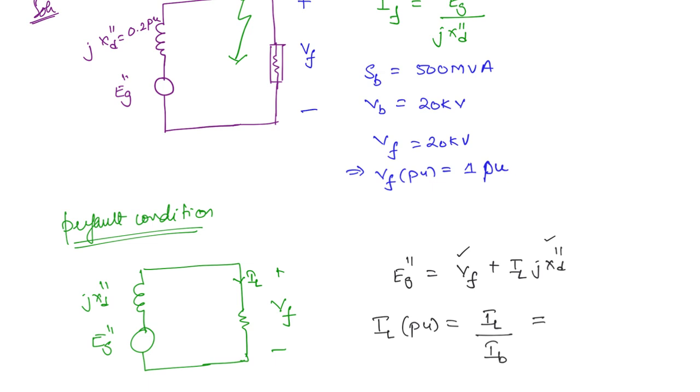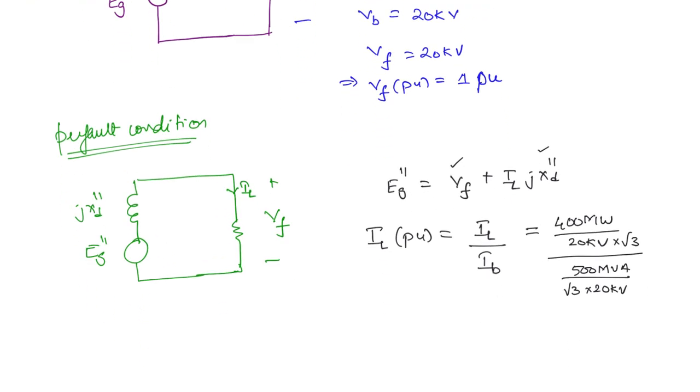What will be the actual value? It is given that it is a purely resistive load which is delivering 400 megawatts at a voltage of 20 kilovolt. But this is a 3-phase system, right? So here root 3 will come. And what about the base value? This is going to be 500 MVA divided by root 3 into 20 kilovolt. So this will be 4 by 5, which is 0.8 per unit.